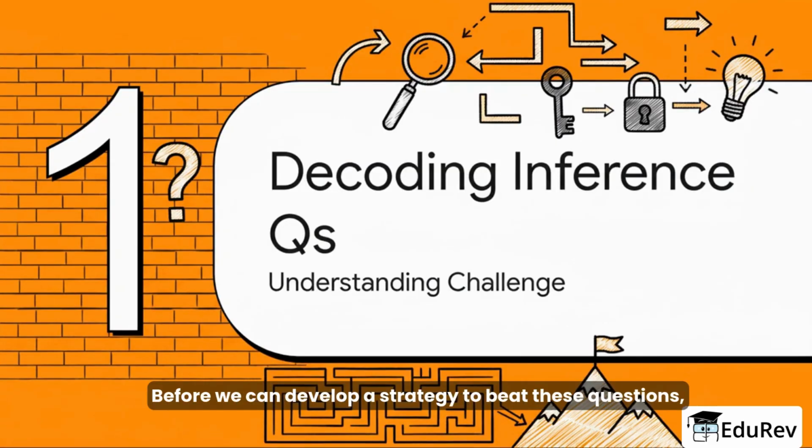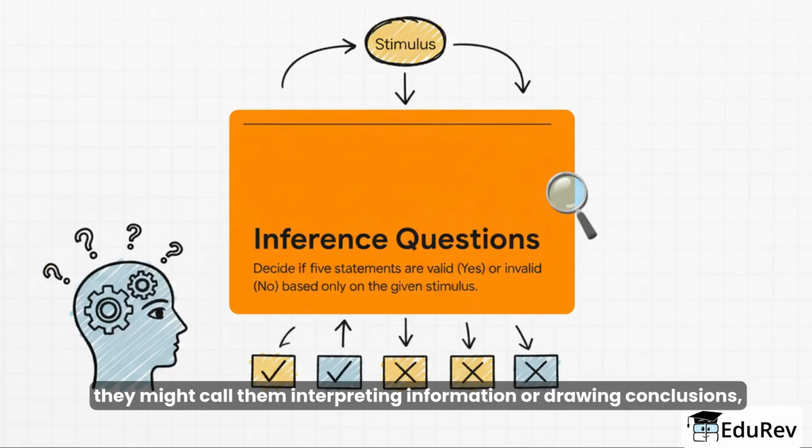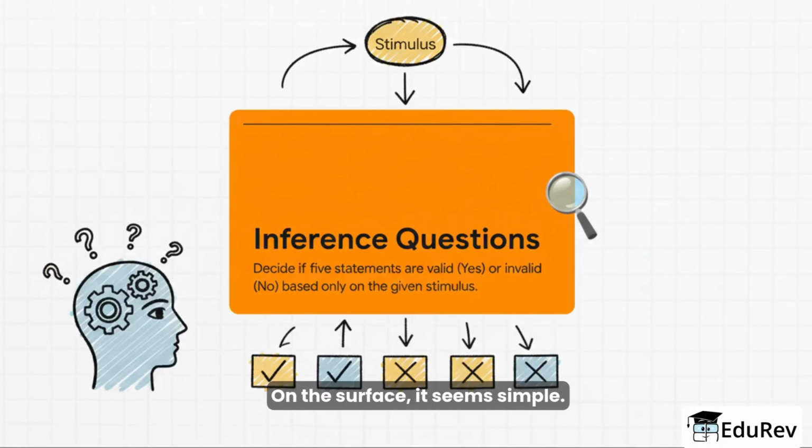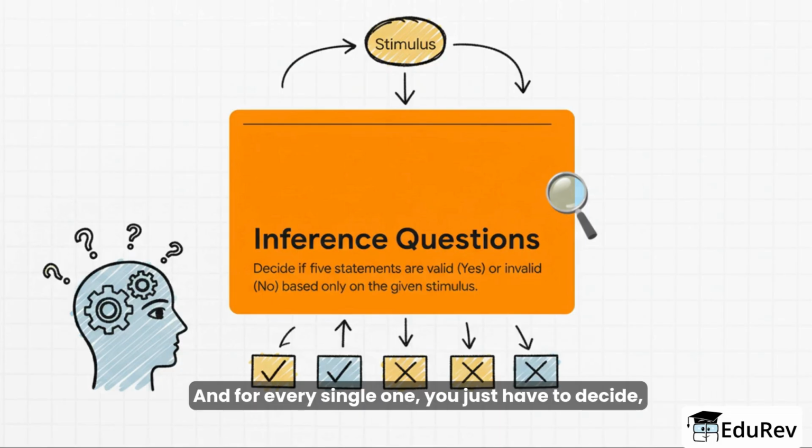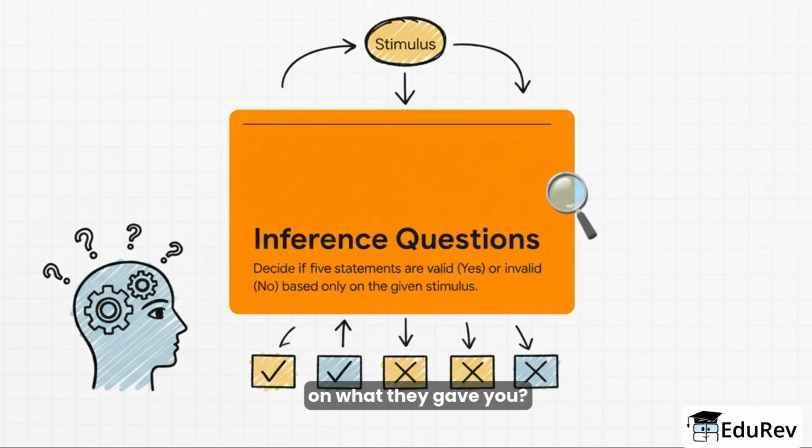All right, first things first. Before we can develop a strategy to beat these questions, we have to know exactly what we're up against. So what's the deal with inference questions? You know, they might call them interpreting information or drawing conclusions, but it's all the same thing. On the surface, it seems simple. You get a piece of info, some text, a table, a graph, and 5 statements. And for every single one, you just have to decide, is this statement valid based only on what they gave you? It's a simple yes or no.